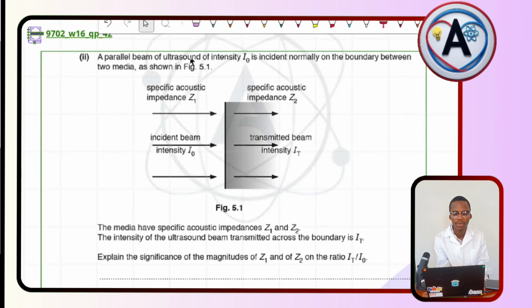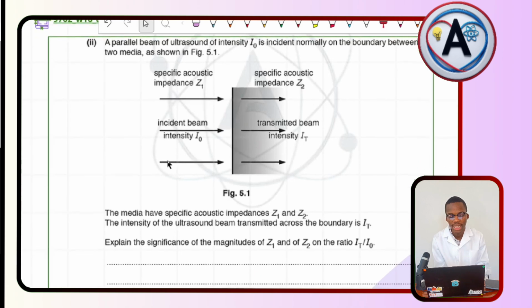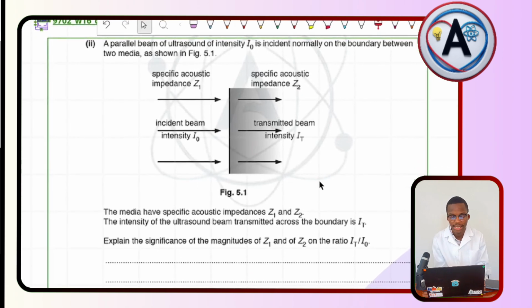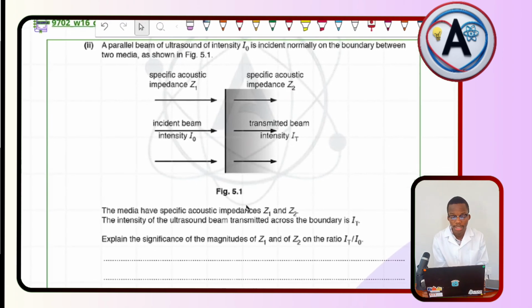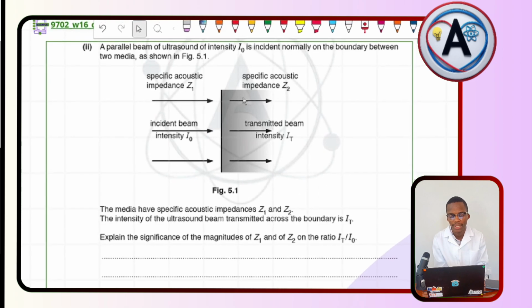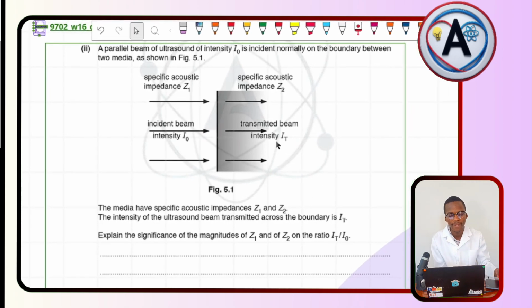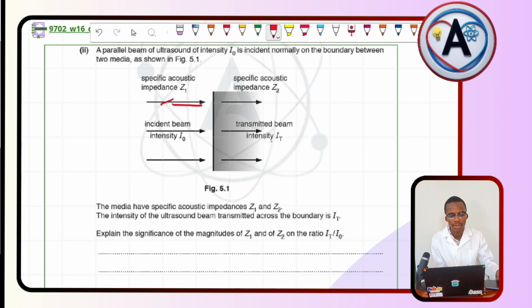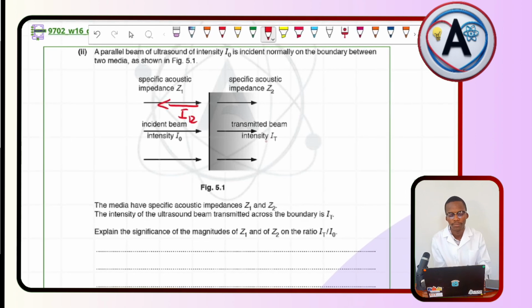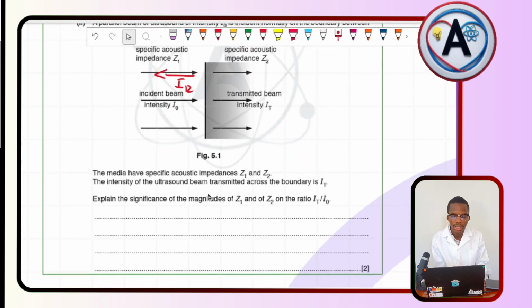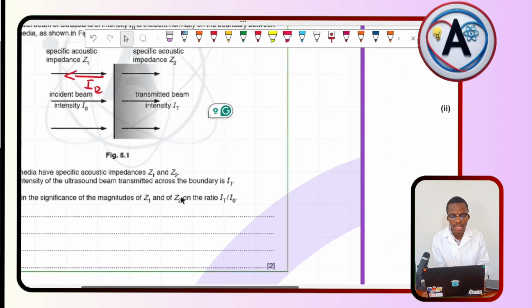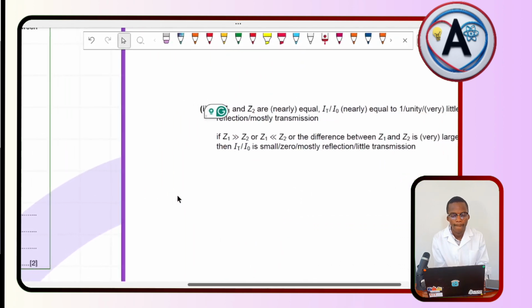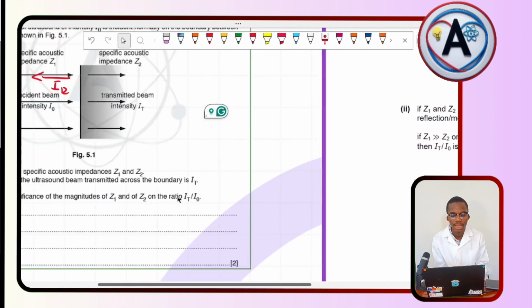Our very, very last example. A parallel beam of ultrasound, I0, is incident normally on the boundary between two media. The media have specific acoustic impedances Z1 and Z2. The intensity of the ultrasound beam that is transmitted across the boundary, so whatever makes it through, is IT. That implies whatever goes back over here is IR. Okay. Explain the significance of the magnitude of Z1 and Z2 on the ratio IT over I0.